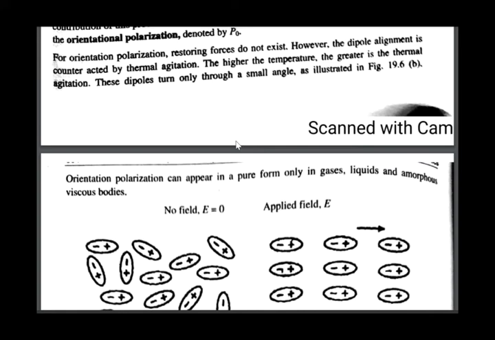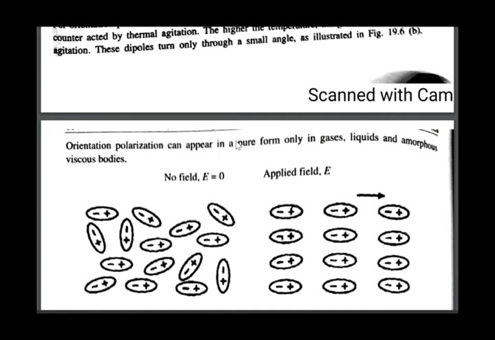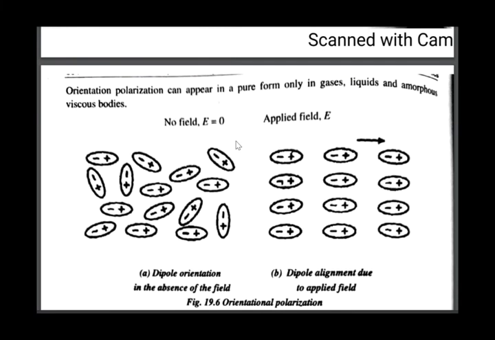The higher the temperature, the greater is thermal agitation. That means when the temperature is high, there is more thermal agitation, more randomness in the dipoles. These dipoles turn only through a small angle as shown in the second figure. So these two figures clearly explain.